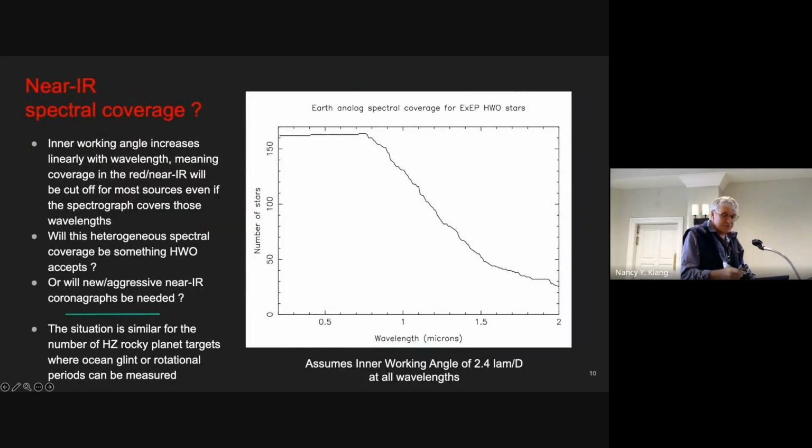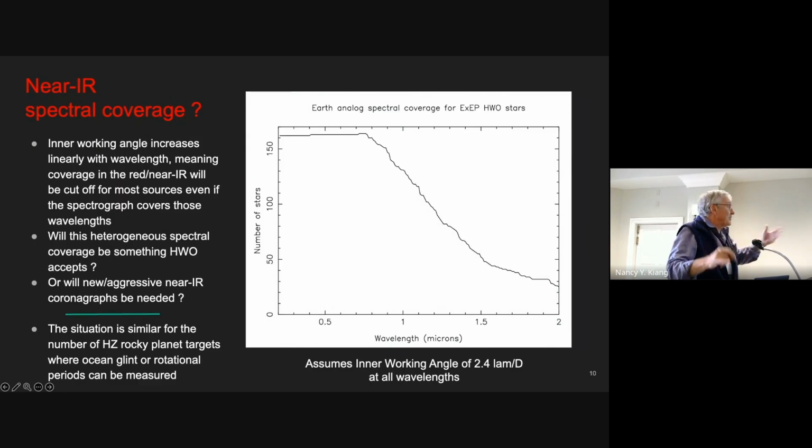And so this effect is shown on this chart here, where I'm plotting, for the total number of 164 stars, what wavelength HWO, the nominal coronagraph design, would be able to go to. And you can see that across the visible out to maybe 0.9 microns, you can do all of the targets. But this is for an Earth analog at the inner edge of the habitable zone. The inner working angle starts to cover up your planet, and so you lose the ability to see it. By the time you get to 1.6 microns, you're down to only a quarter of the sources.